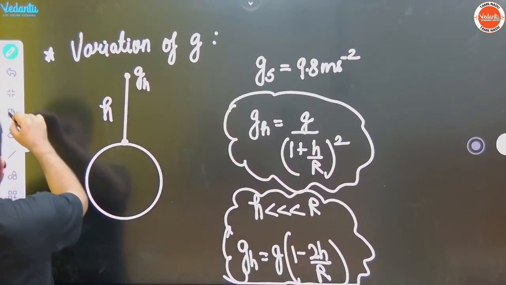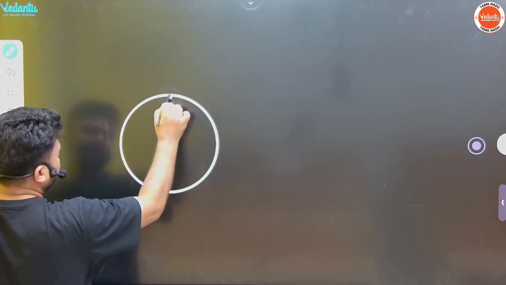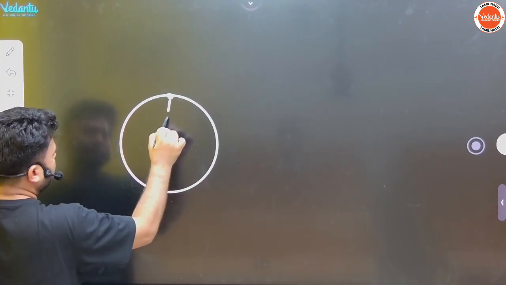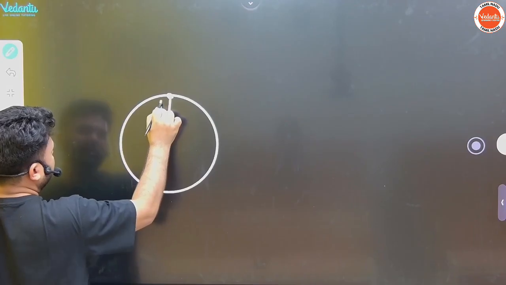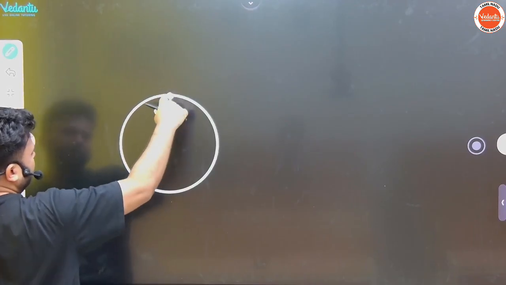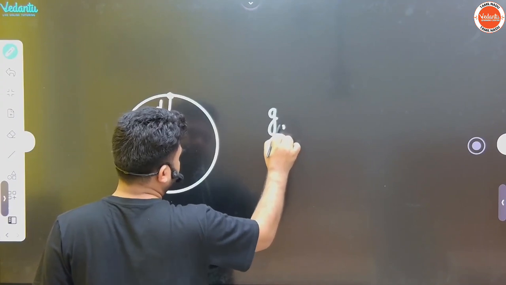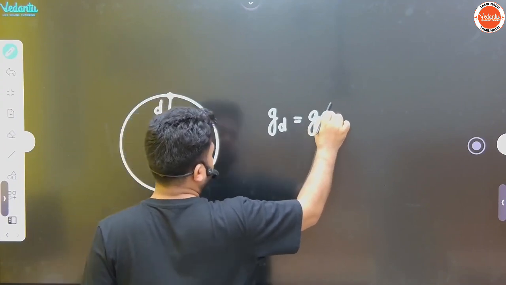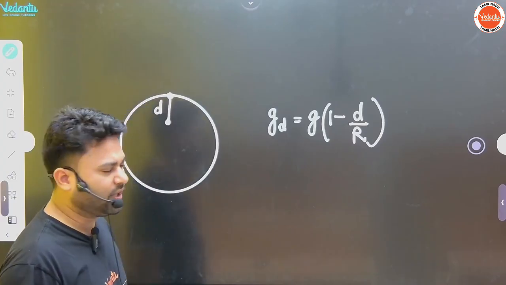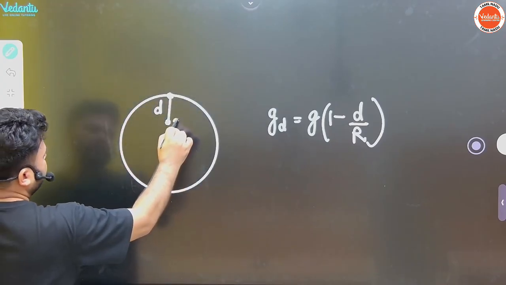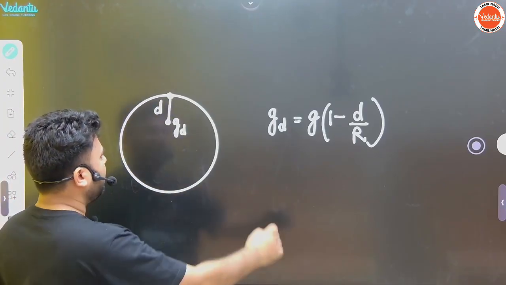Similarly, if you go down from the surface of the earth to a depth d, and they ask what is g at this point, where d is how much you are going down: g at a depth d is g into 1 minus d by r.